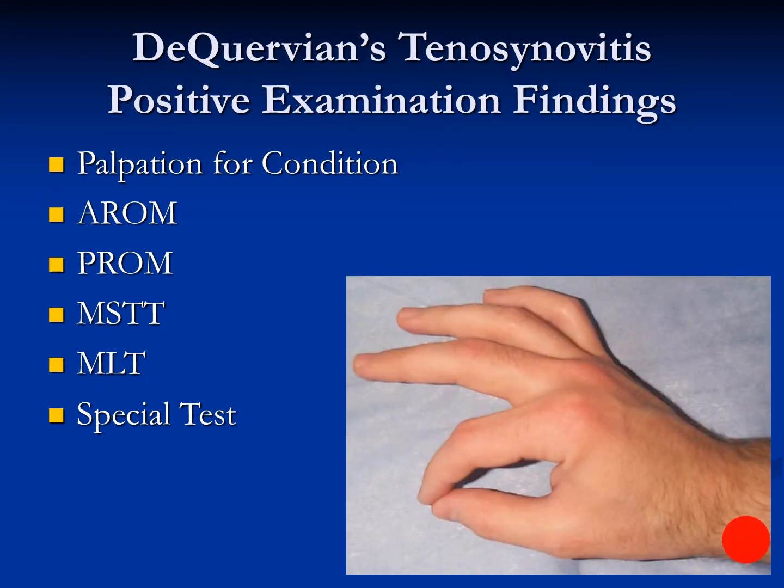So let's run through the steps. So for this one, we'll talk about them. Okay. So in your examination, what do you think you'll find? How about palpation for condition? So palpation for condition, you're going to see some what? Maybe some warmth, a little edema, swelling. Okay. Maybe even some thickening over those two tendons in that extensor tunnel.